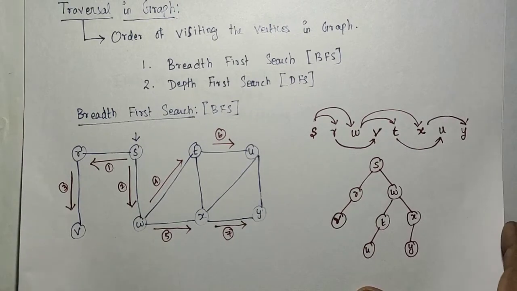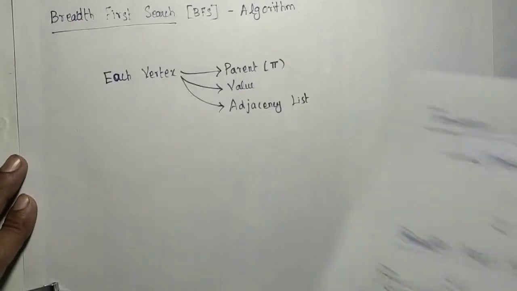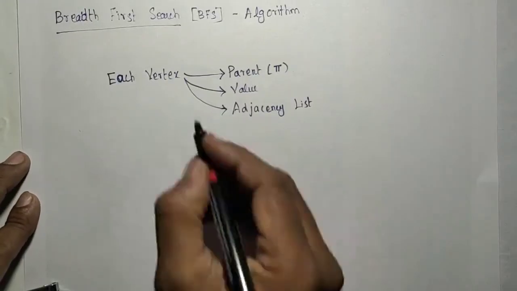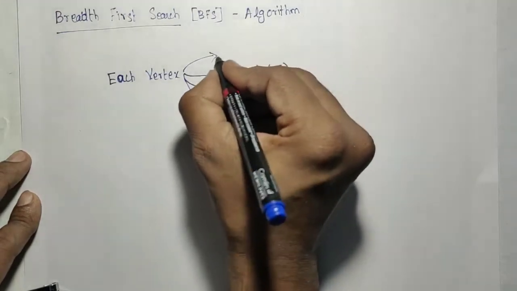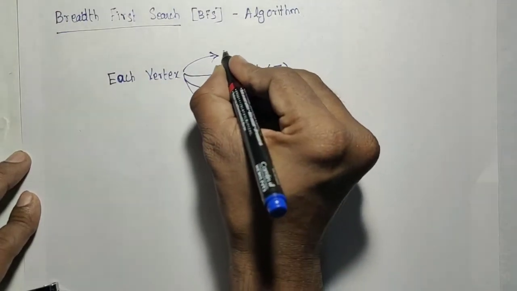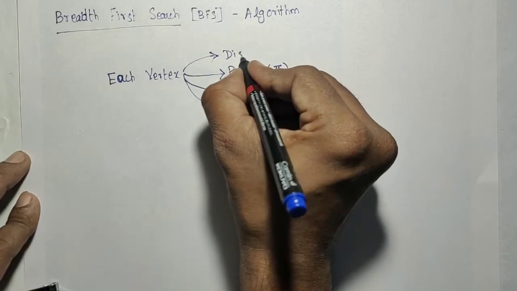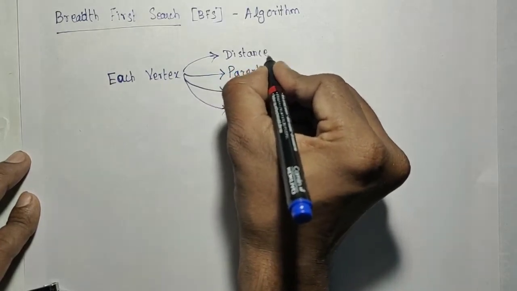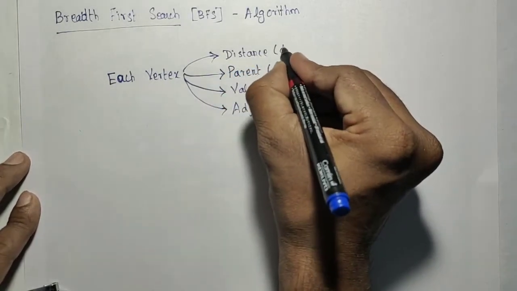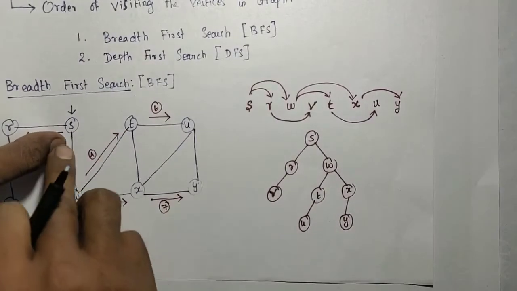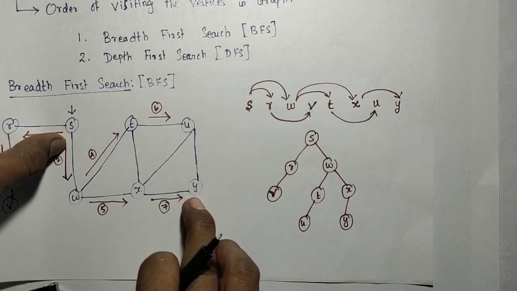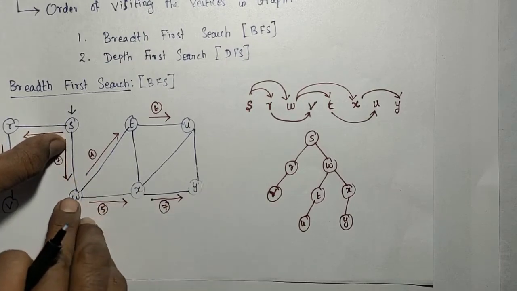Here we use the term hop: the number of hops needed to visit a particular node. So each vertex is going to maintain another property called distance. Distance is nothing but the number of edges, so it will be an integer. Finally, at the end, the Y distance will be updated with 3, because 1, 2, 3.